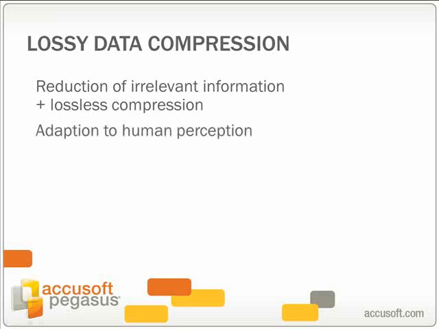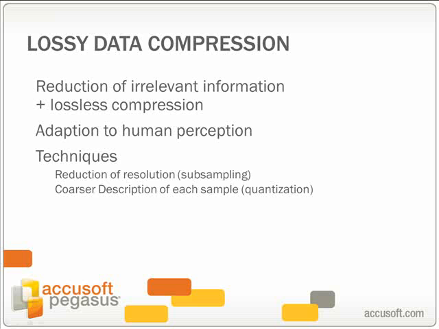Basically, two techniques are common to remove irrelevant information in image data compression. The first is subsampling or downsampling, which just reduces the resolution of the image. A simple way to do that is to assign the average of, let's say, 4 pixels in the original image to one single pixel in the downsampled image.